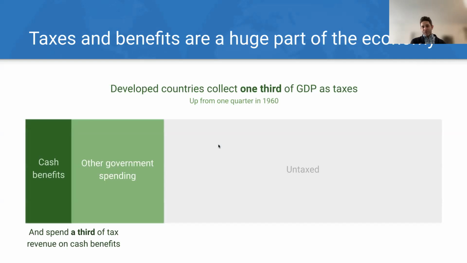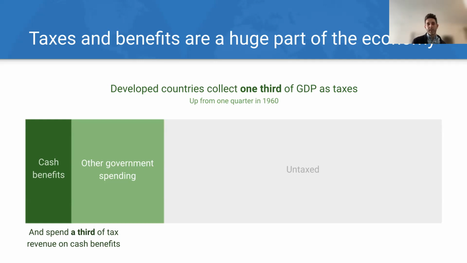Okay, so as I'm sure many of us know here, taxes and benefits are an enormous part of the economy. Developed countries collect about 1/3 of GDP in taxes, and they spend about 1/3 of that in cash benefits, the sort of cash benefits that microsimulation models tend to quantify. And those numbers are both rising, up from about 1/4 in 1960. And as developing countries get richer, all the past trends indicate that they are also going to increase the amount of tax collection and redistribution that happens through the government.